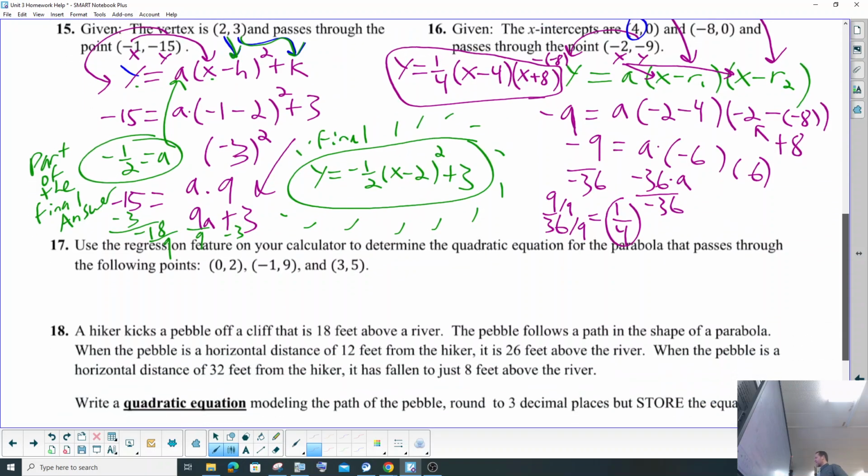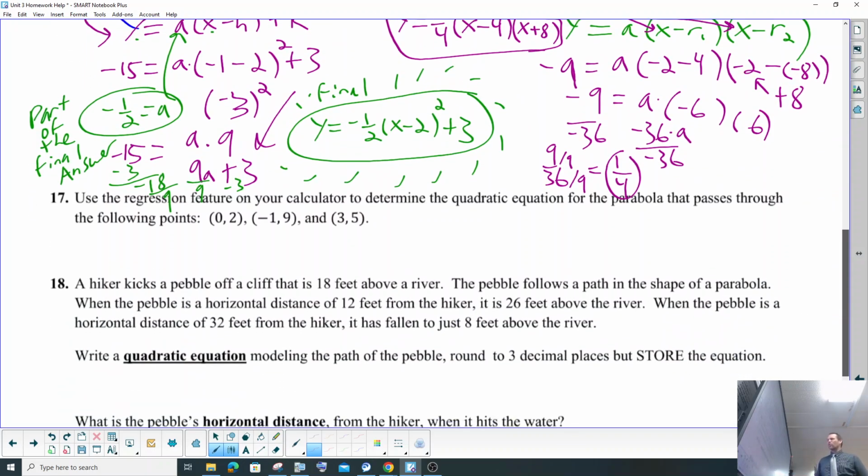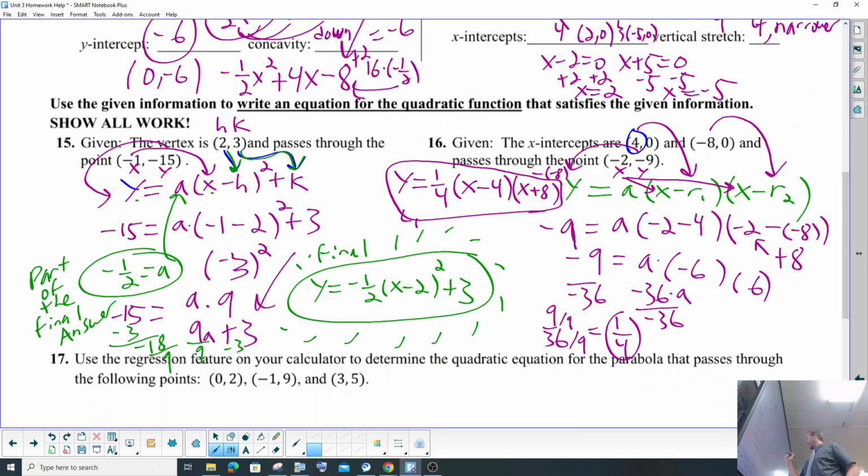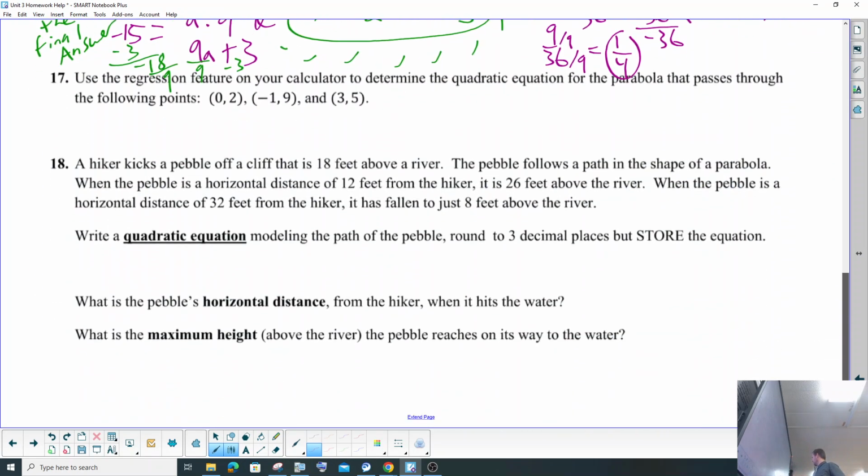Okay, last but not least, use the regression feature on your calculator to determine the quadratic equation for the parabola passing through these points. So we have our L1 and our L2. And so that's going to be 0, 2, negative 1, 9, and 3, 5. Because these are our x values, or L1. And then these are our y values, which is L2.